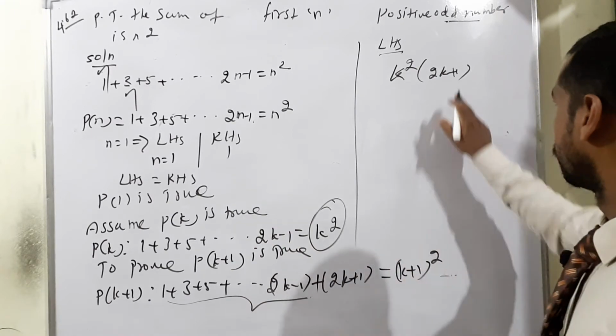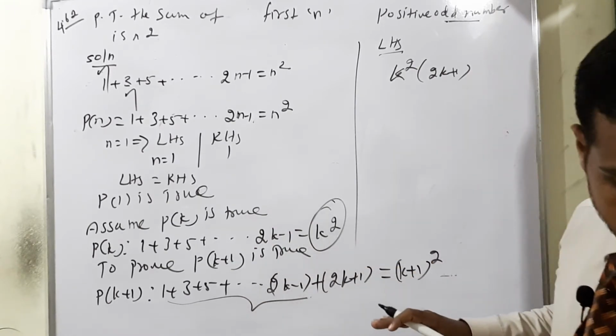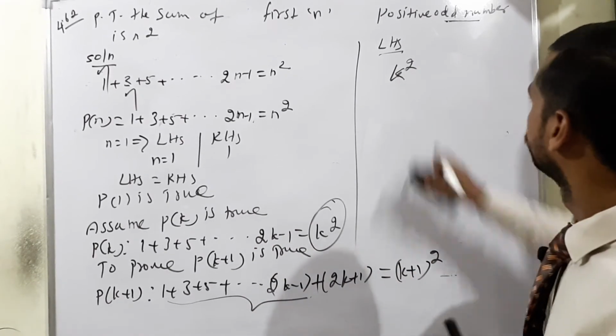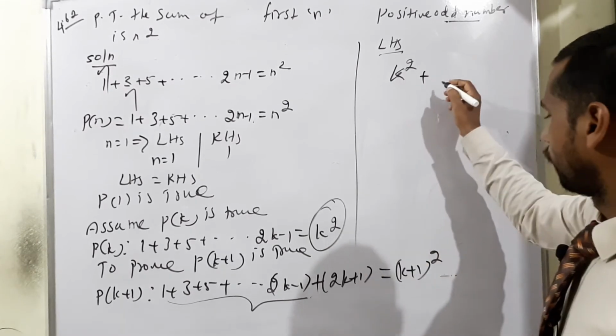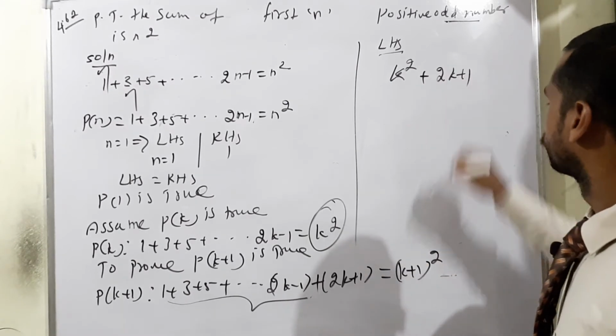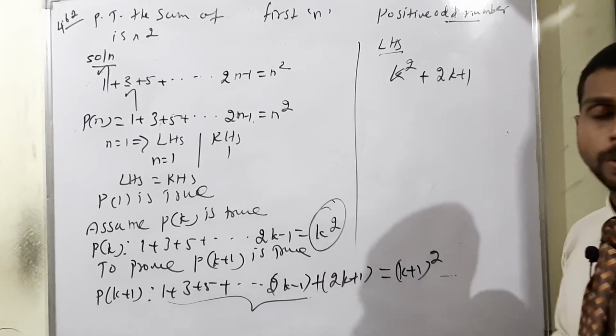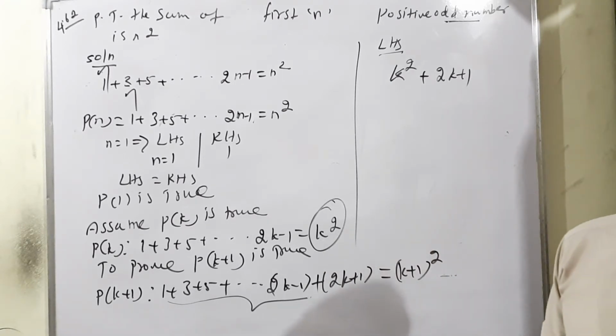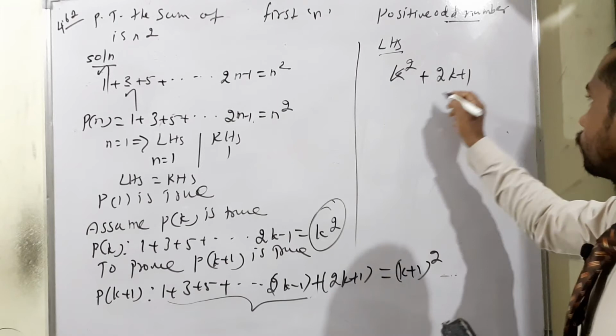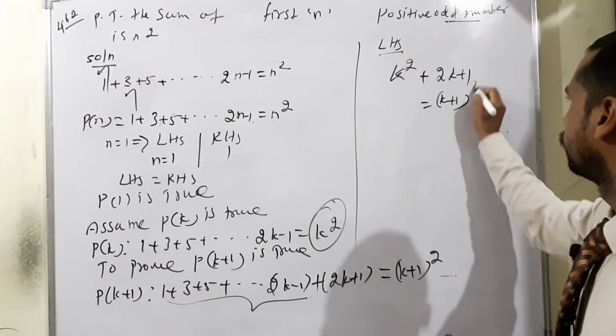Plus 2k plus 1, isn't it? Therefore, k square plus 2k plus 1. Now this is one formula, a square plus 2ab plus b square, that is called a plus b the whole square. So a plus b the whole square means we can write it k plus 1 the whole square.